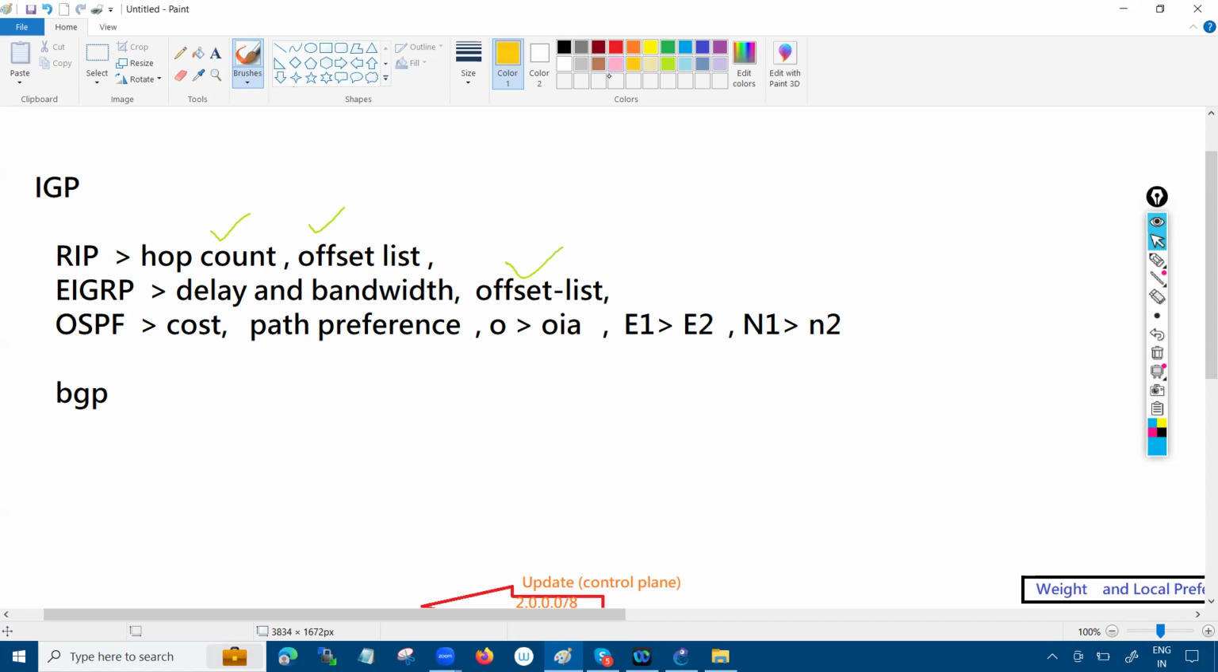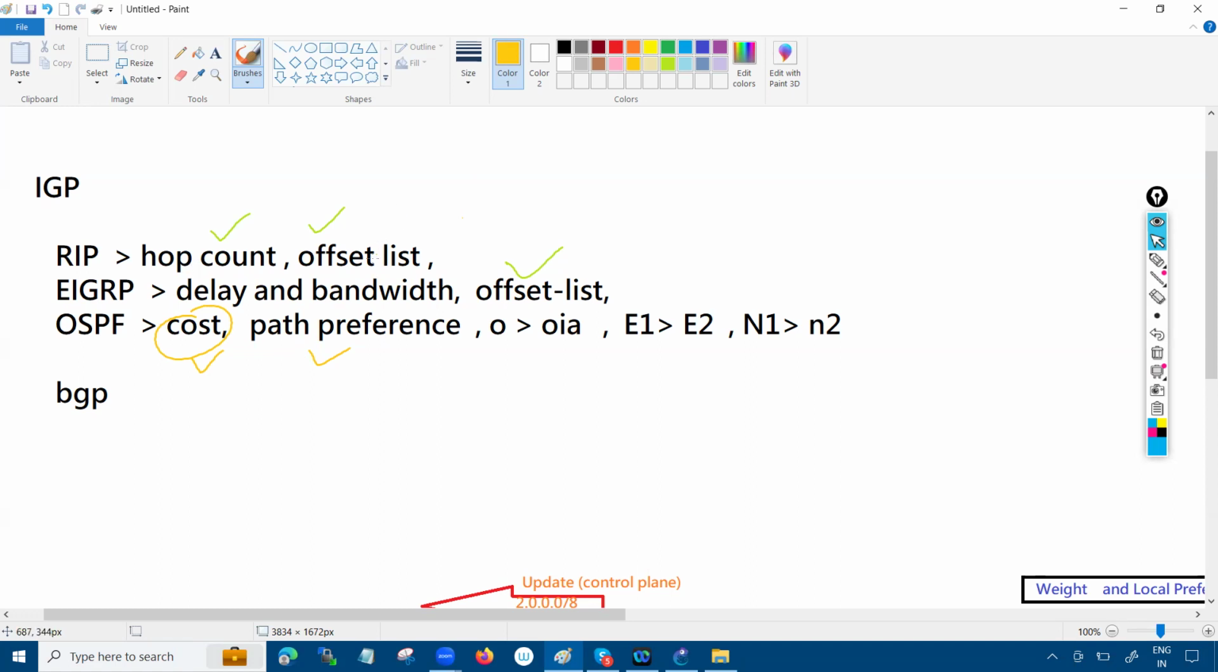In the OSPF protocol, we changed the cost, and we also looked at path preference. Those are the ways we can manipulate the path. But if you have a look at these protocols, what's the problem with them? RIP, EIGRP and OSPF have a maximum of 2, 3 or 4 paths, if you have an advanced level of configuration.